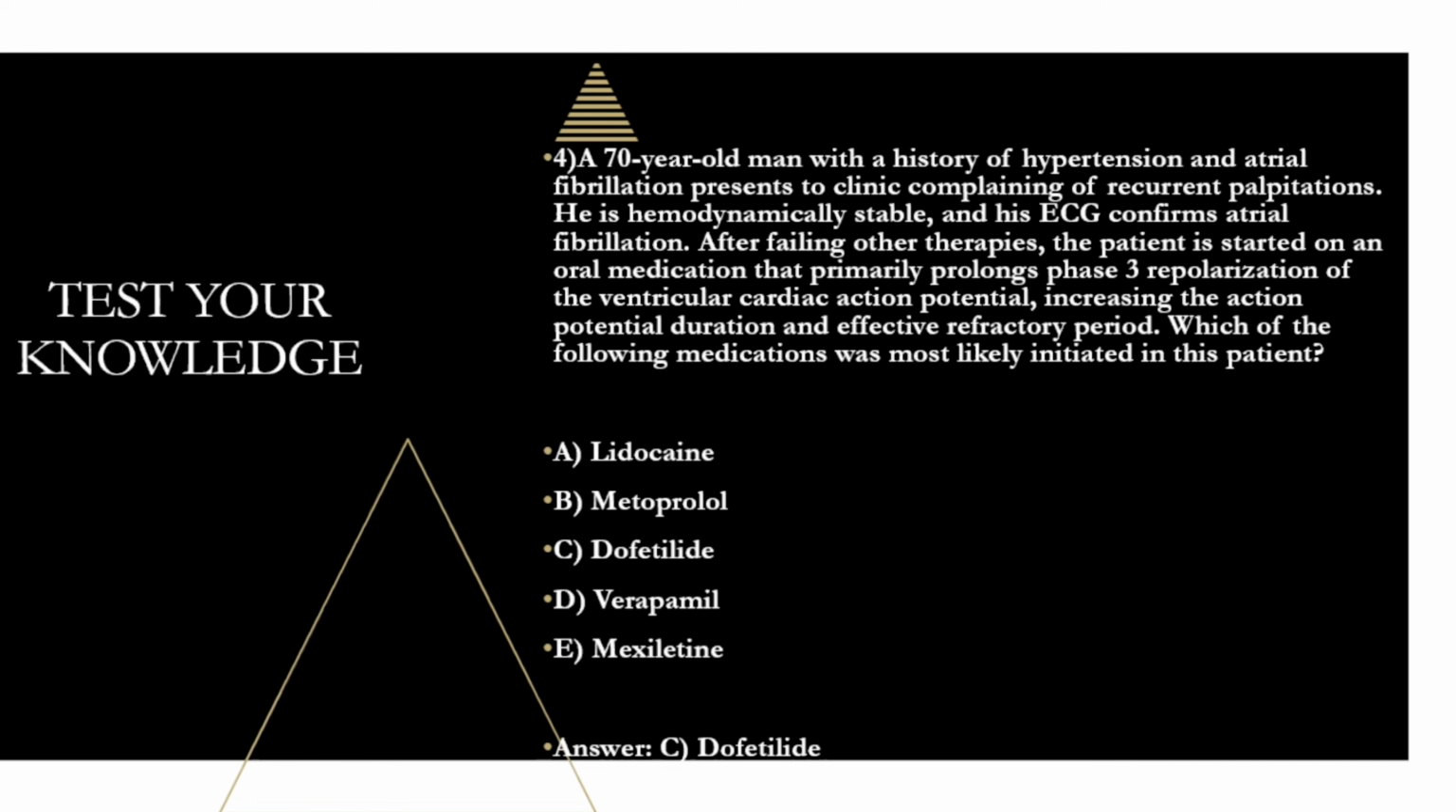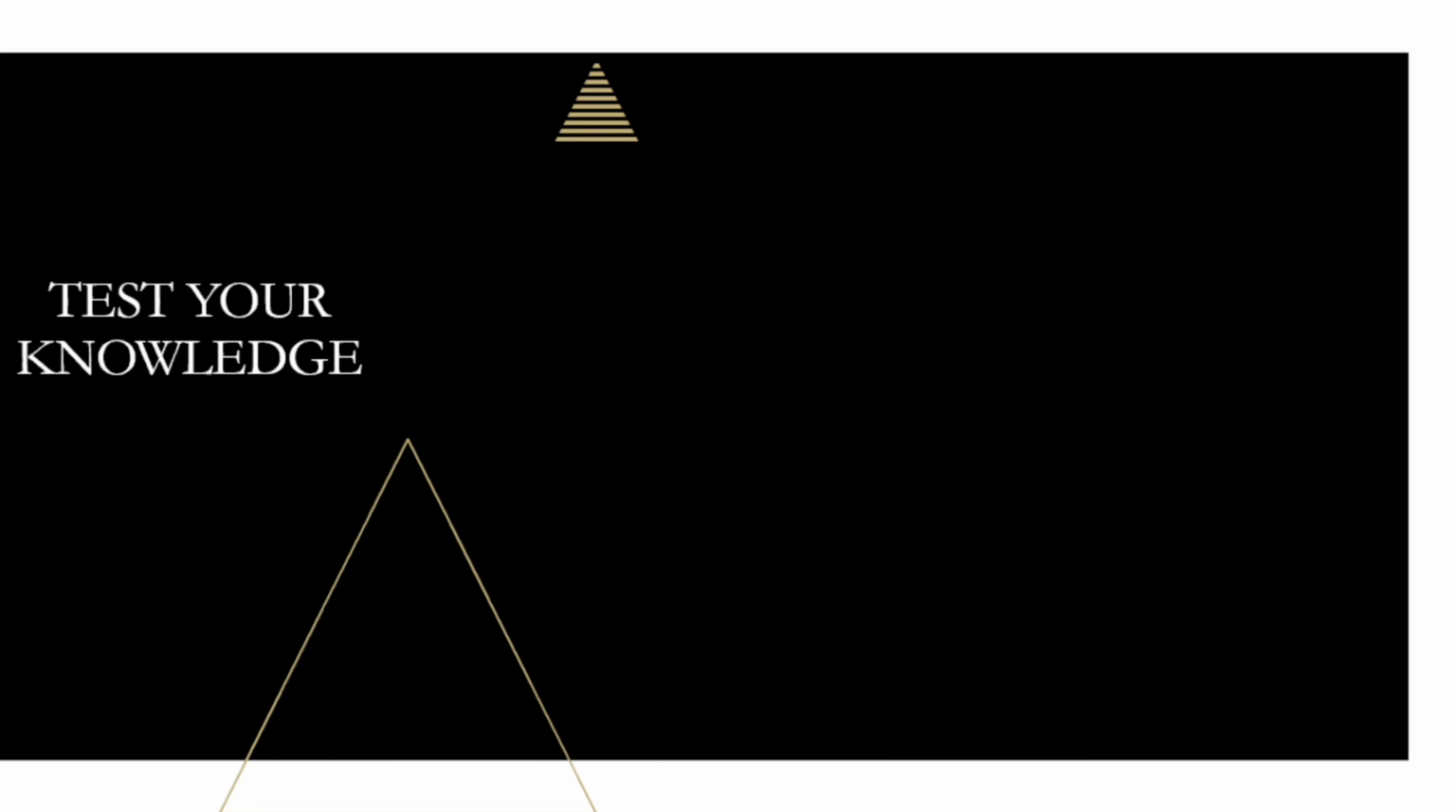The other meds, B, metoprolol is a class 2 beta blocker, mainly affects phase 4 of pacemaker cells. Lidocaine and mexiletine, our lettuce and mayo meds, are class 1B sodium channel blockers, which act on phase 0. And then finally, D, verapamil is a class 4 calcium channel blocker, which primarily affects phase 4 and 0 of nodal cells. All right, our last question, question 5.